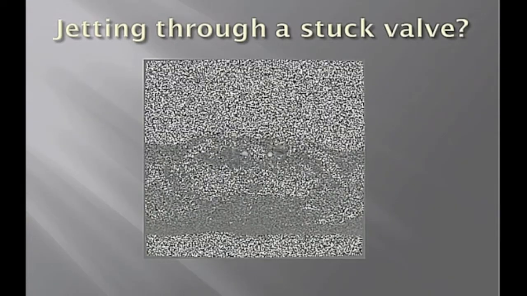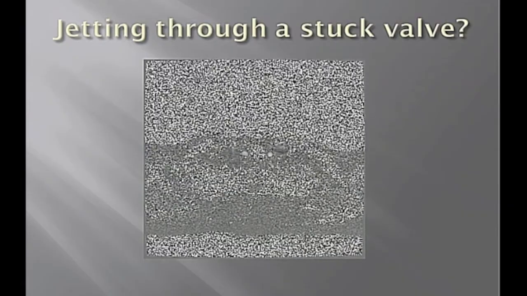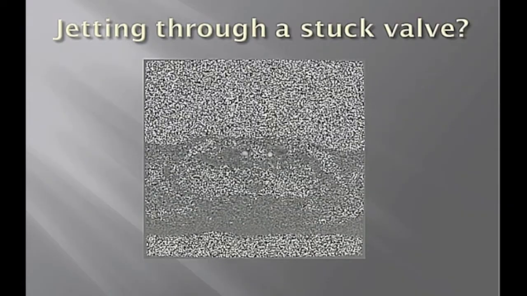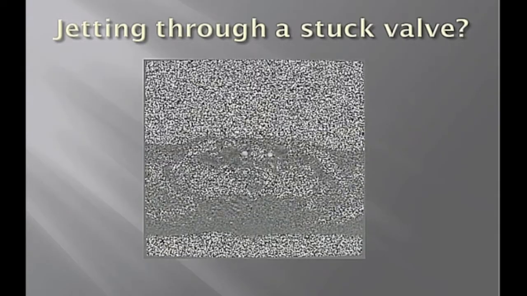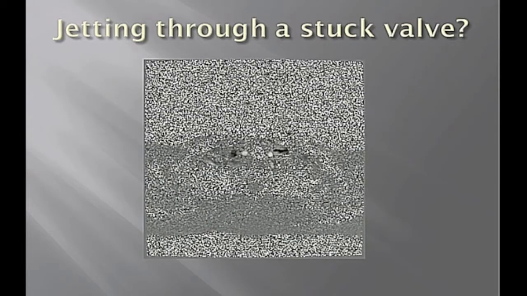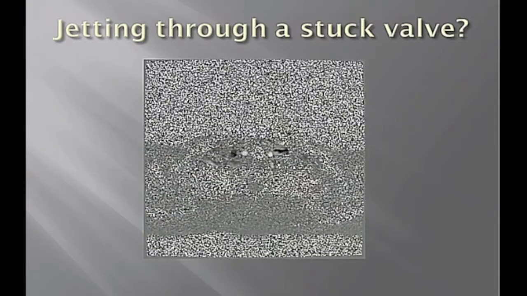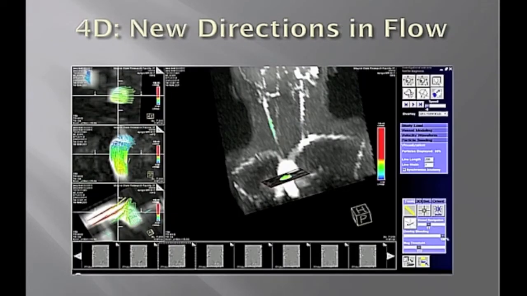So here's another example. In this case, I want you to look here. You can see a jetting through this fairly large left internal jugular vein. And this may be due to stuck valves, something that Sal had shown me some time ago and kind of giving me the challenge: could you see that using MR, for example? So the answer is yes, you can. You can very carefully map those out.